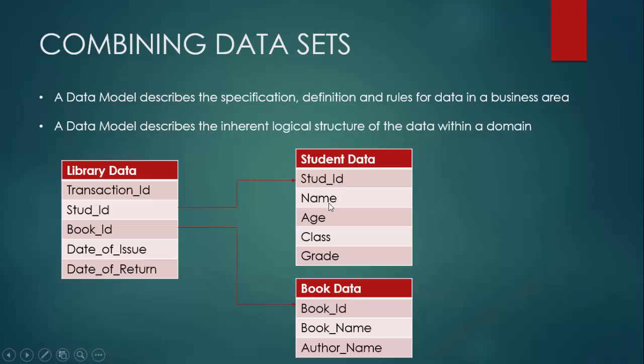So, for example, a name can only be written in alphabets, age can only be a number, it cannot be an alphabet. Book ID can be a combination of number and alphabets, etc. Such relationships give more sense to the data model and prevent wrong data from going into the system.